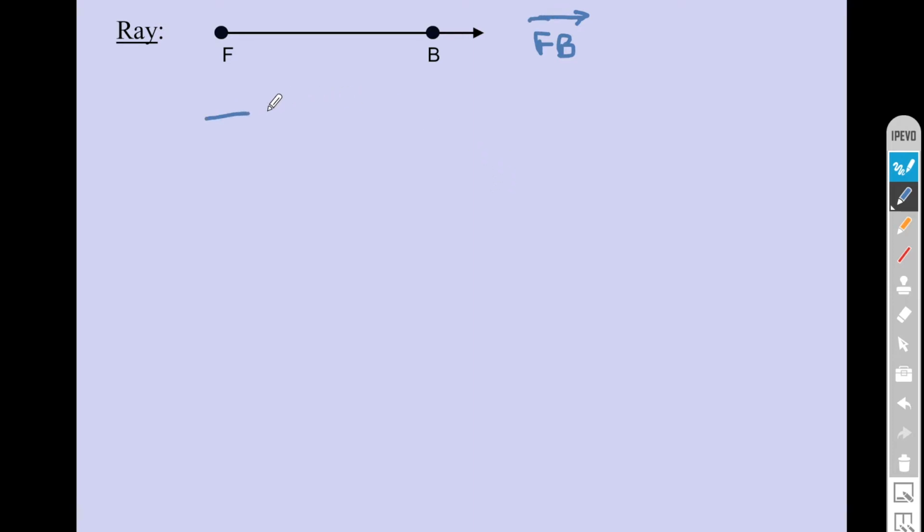If the ray was pointing to the left, let's say, how are we going to name that ray? Well, the symbol goes to the right, end point gets written first, followed by any other point that is on that ray. If the ray were going up and down, how are we going to name this? Symbol goes to the right, okay, and another point that's on that ray.